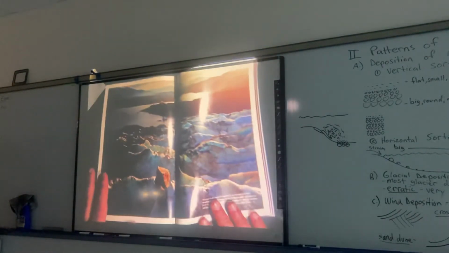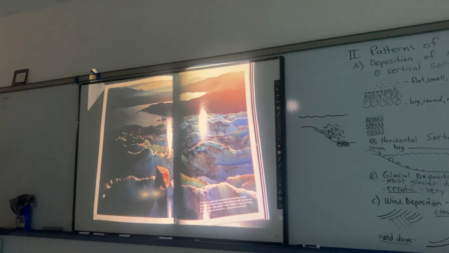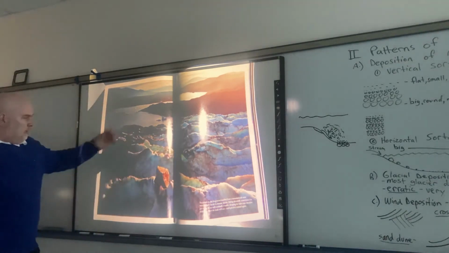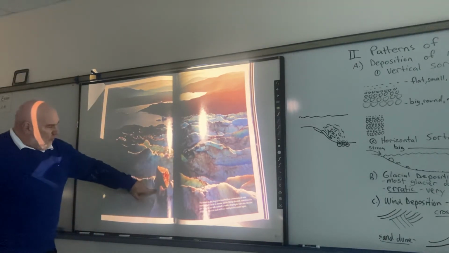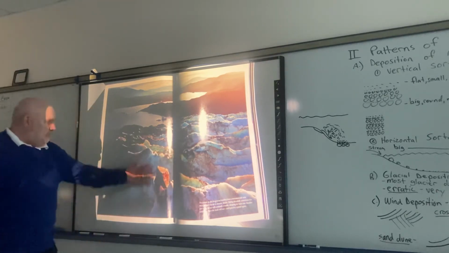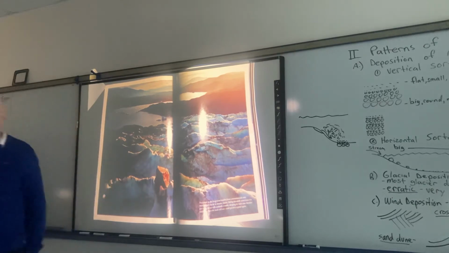So here, this is a modern day glacier. And what you can notice here, this is like a glacier someplace up north. But here's a big boulder that's kind of sitting on the ice. So as soon as all this ice melts, that boulder will end up being an erratic.